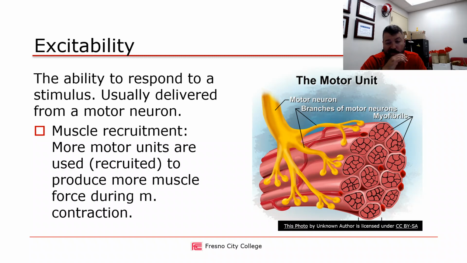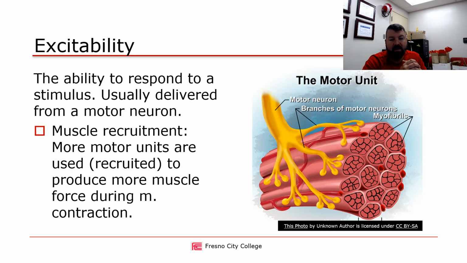Okay, excitability. This is a big one. So it's the ability to respond to stimuli, usually delivered from a motor neuron. So that is the electricity component, or chemistry, however you want to break that down. So when that motor neuron, that nerve that innervates muscles, sends a signal to that muscle, it excites it. And that excitability triggers an action potential, or just that muscle to actually respond in some kind of way and produce some kind of stress. So that excitability produces movement.